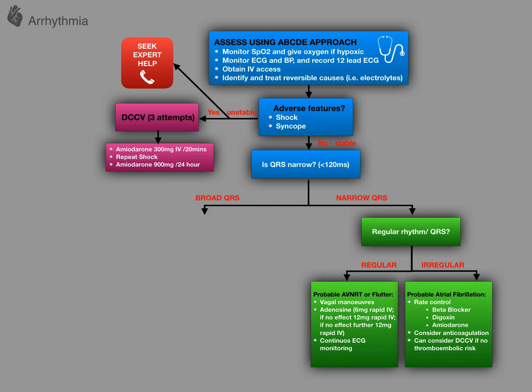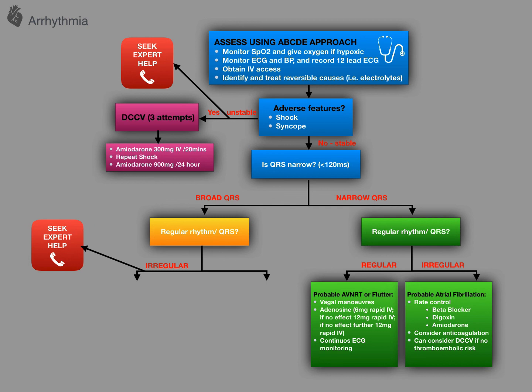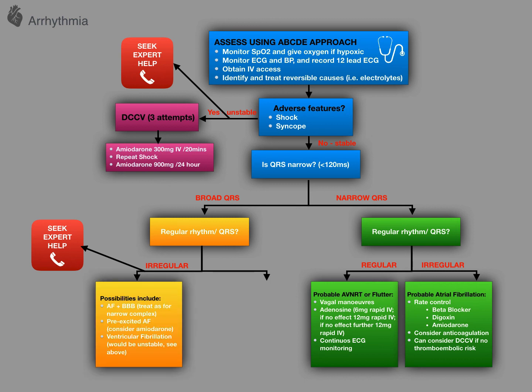If we have a broad QRS complex, again, we would next ask whether we have a regular or irregular rhythm. If it's an irregular broad complex tachycardia, you probably want to seek expert help straight away. To be honest, you probably want to seek expert help even if it's a broad complex regular tachycardia. The diagnosis to rule out with a broad complex irregular tachycardia is ventricular fibrillation, although these patients are all going to be unstable, so hopefully you would have stopped much earlier on this algorithm and put the pads onto the patient in order to shock them.